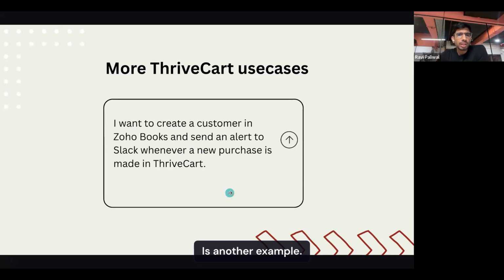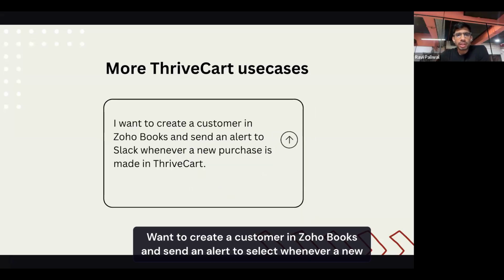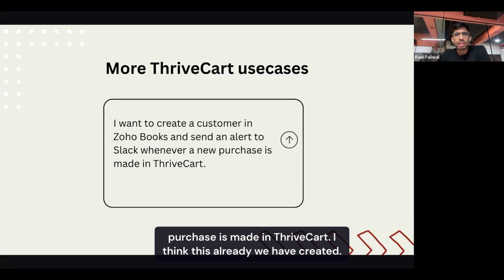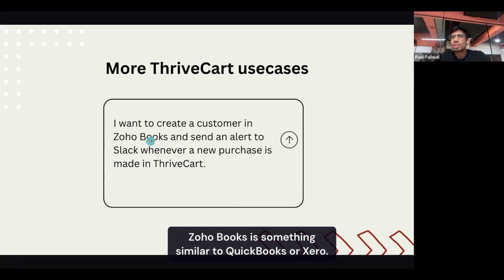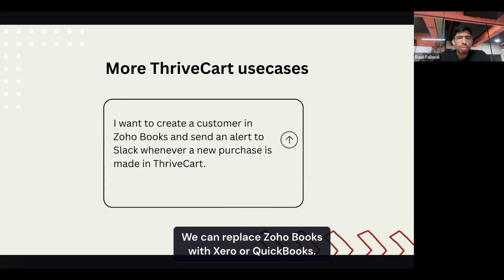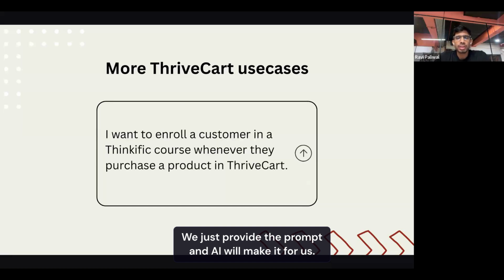Here is another example. I want to create a customer in Zoho Books and send an alert to Slack whenever a new purchase is made in ThriveCart. I think we have already created this. Zoho Books is something similar to QuickBooks or Xero. We can replace Zoho Books with Xero or QuickBooks, so we do not need to worry about creating accounting. We just provide the prompt and AI will make it for us.